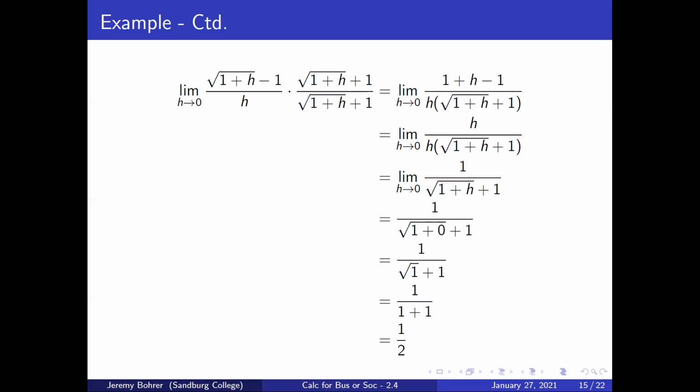(the square root of 1 plus h plus 1) divided by (the square root of 1 plus h plus 1), is equal to the limit as h approaches 0 of (1 plus h minus 1) over h times (the square root of 1 plus h plus 1), which is equal to the limit as h approaches 0 of h over h times (the square root of 1 plus h plus 1), which is equal to the limit as h approaches 0 of 1 over (the square root of 1 plus h plus 1), which is 1 over (the square root of 1 plus 0 plus 1), which is 1 over (the square root of 1 plus 1), which is 1 over (1 plus 1), which is 1/2.